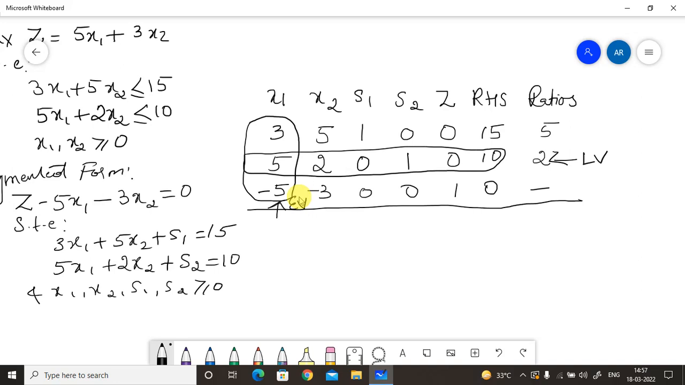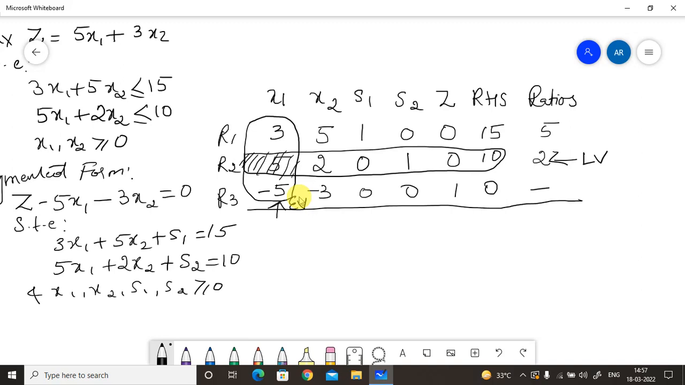Once we do that, the intersecting value is 5 here, right? So now we have to make this 5 as 1, and the rest, the upper and lower values, that is 3 and minus 5, we have to make 0, right? To do that, if I consider this as R1, this as R2, and this as R3, to make this 5 as 1, I need to divide R2 by 5, right? Row 2 divided by 5, if you do, then you will get the answer 1 here.